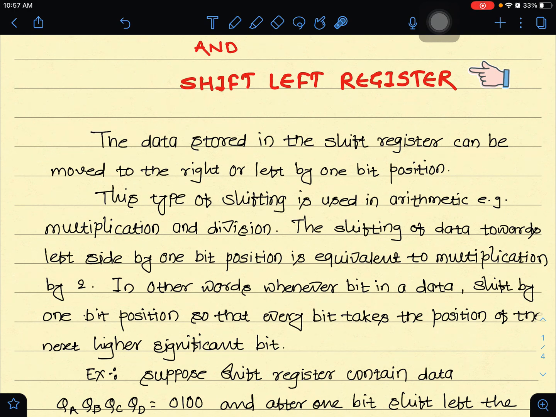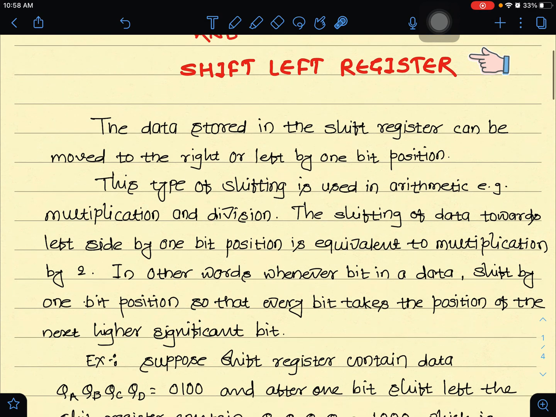That means when our data is shifted by one bit position, every bit takes the position of the next higher significant bit.